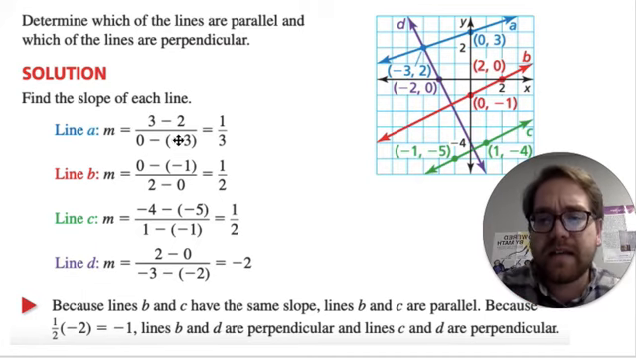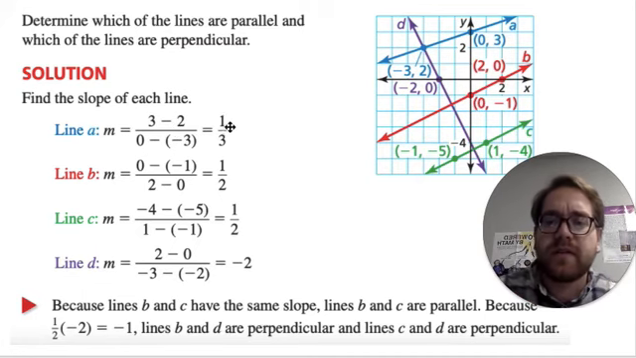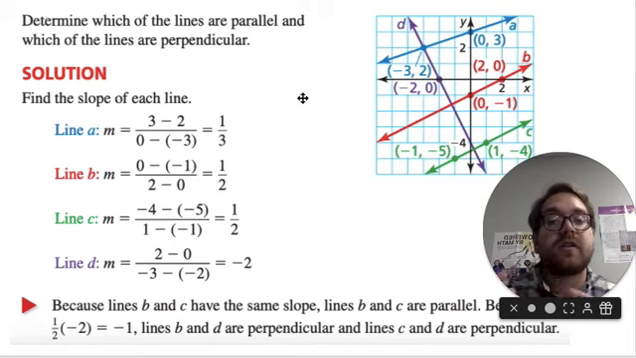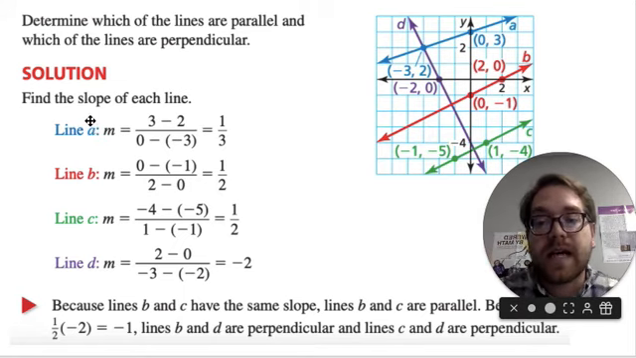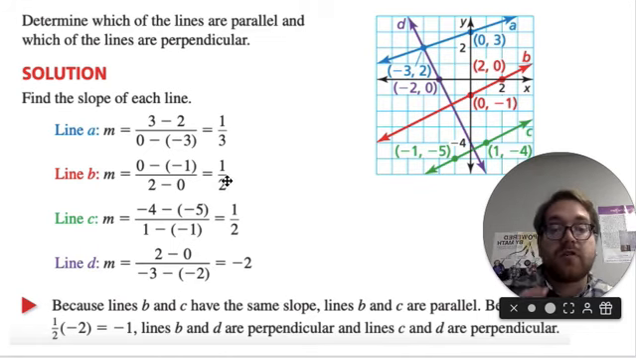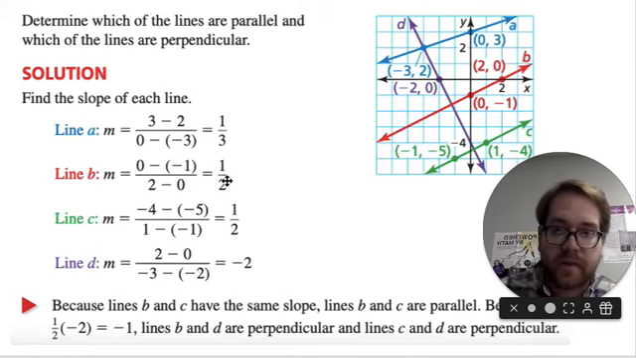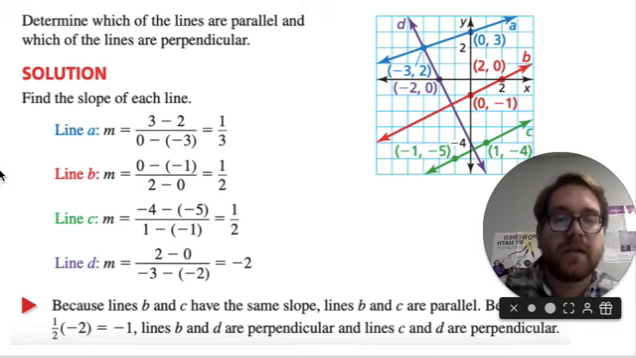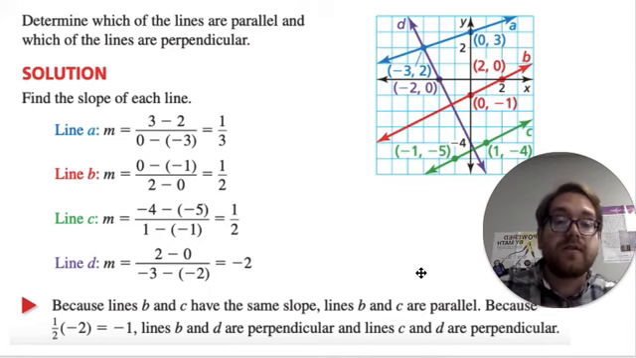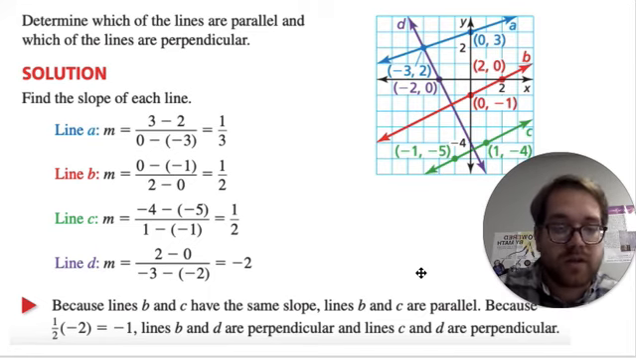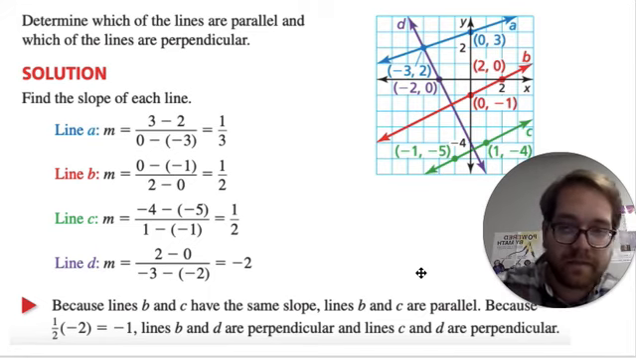So line A, using the slope formula, we find the slope to be 1/3, B has a slope of 1/2, C has a slope of 1/2, and D has a slope of -2. Okay? And so then start comparing them. So if I look at line A and line B, line A has a slope of 1/3, line B has a slope of 1/2. Are those the same slope? No. Are they negative reciprocals of each other? No. So those lines are not parallel or perpendicular. They're just 2 lines. There's no special relationship between them.